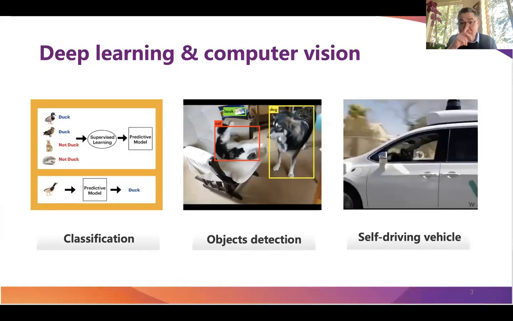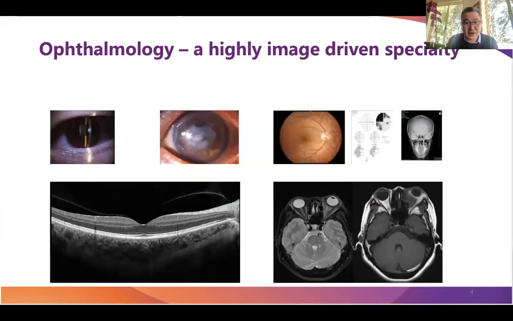Computer vision and deep learning is a hot topic, with people talking about simple image classification, object detection, and even far more challenging tasks, for example, self-driving vehicles. And in medicine, ophthalmology is unique in that it is highly image driven.